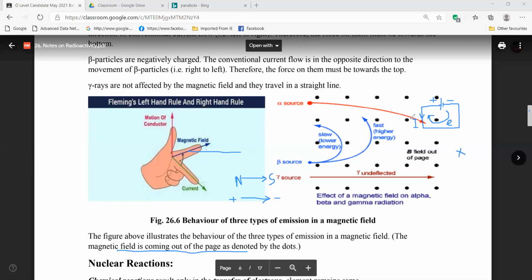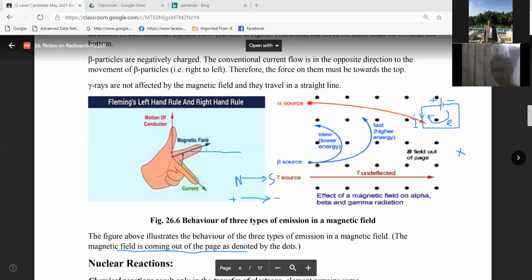Sir, should I turn on the video? Yes. Okay. Left hand, not right hand. Yeah, left hand, left hand.